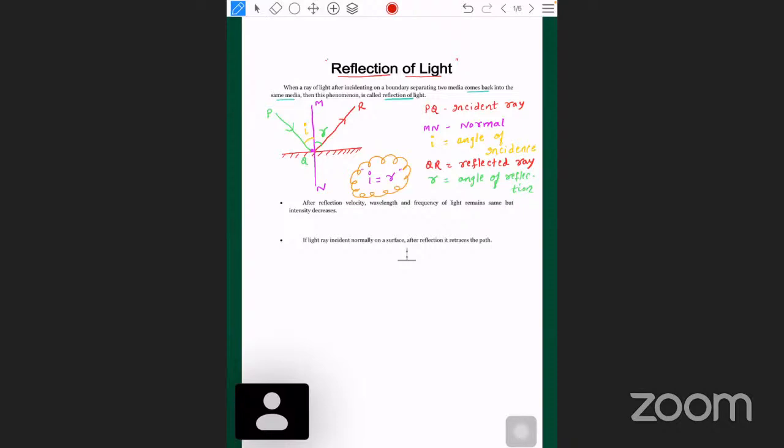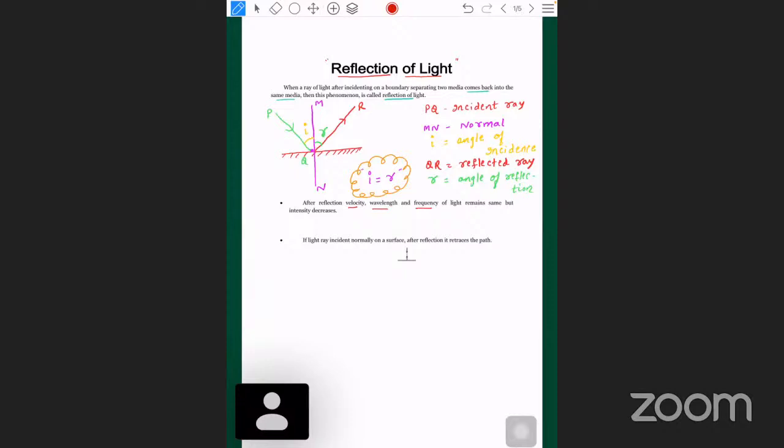So whenever the ray of light is incident at an angle of incidence i, the ray will reflect back to the same media at the same angle. So please remember, in the reflection phenomenon, angle of incidence is equal to what? The angle of reflection. And one more thing, whenever the ray is going to reflect back to the same media, please remember, velocity, wavelength, and frequency of light will remain the same, but only the intensity will decrease.